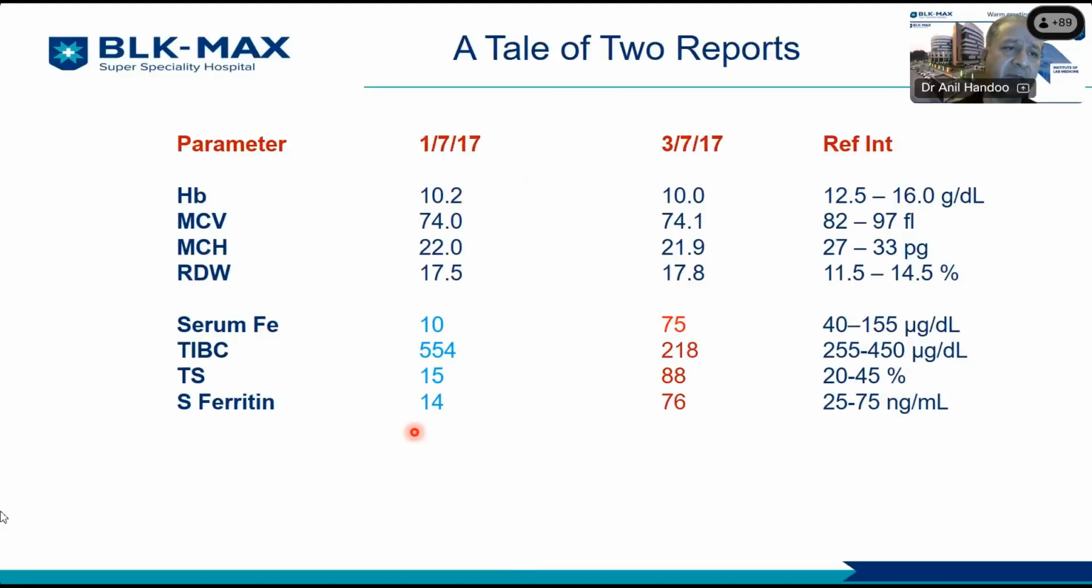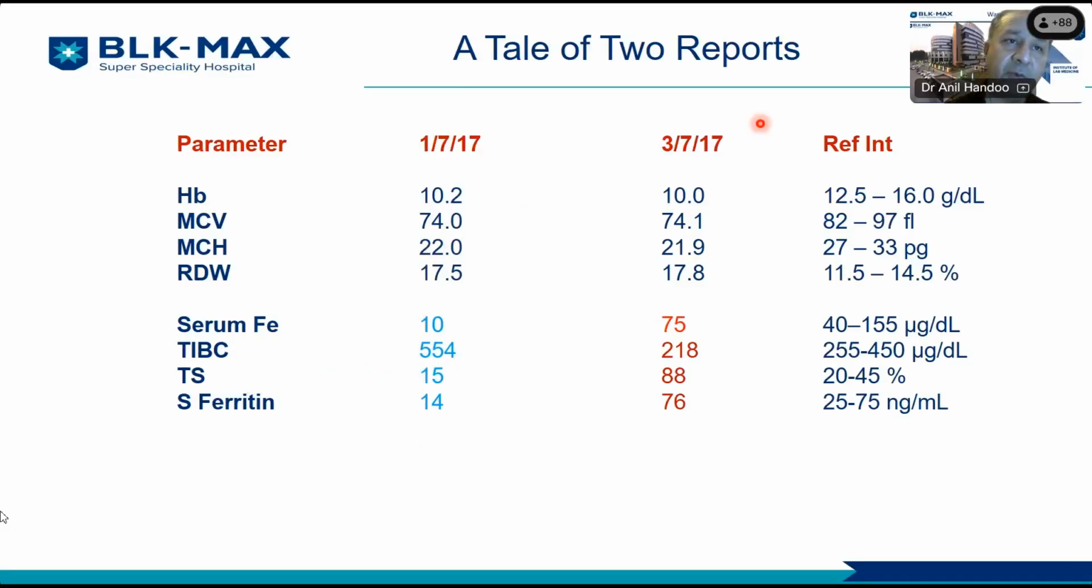In one sheet of paper, these were the parameters which I got in front of me: a hemoglobin of 10, an MCV of 74, MCH of 22, and RDW of 17.5, with a serum iron which was low, TIBC which was pretty high, transferrin saturation which was low, and ferritin was also low. So when you look at this first report, it is very obviously showing iron deficiency anemia, and it's also corroborated by the serum iron studies.